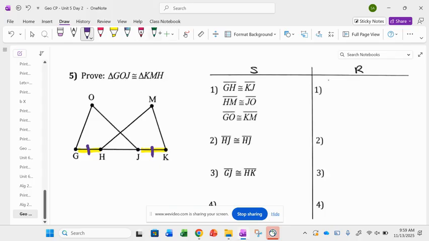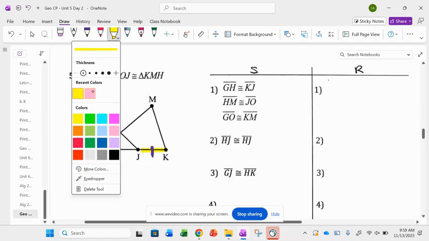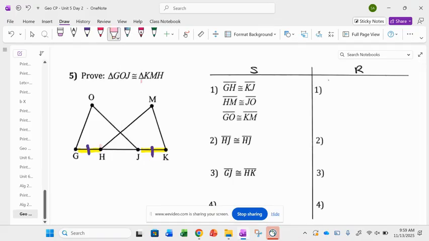Now this one's a little bit tricky since they're a little bit overlapping. So what I'm going to do is I'm just going to highlight it. So this whole segment is congruent to this whole segment. And then we have GO is congruent to KM. And now it's leading us through.